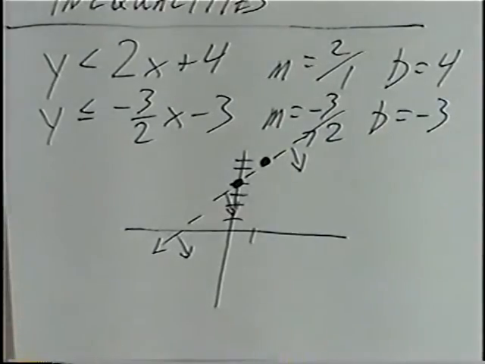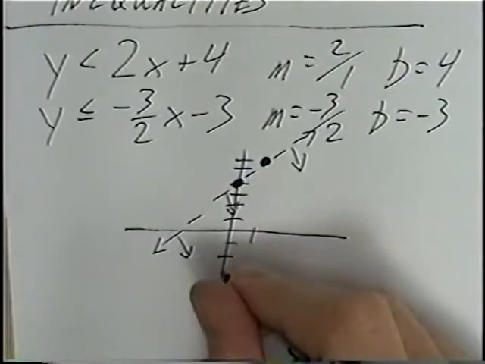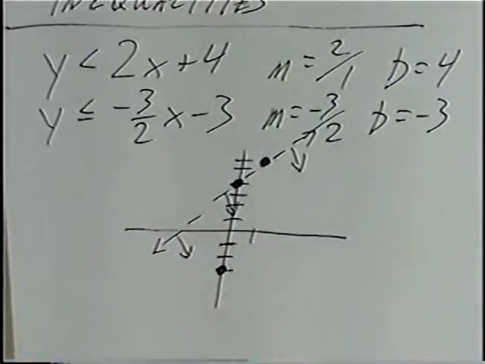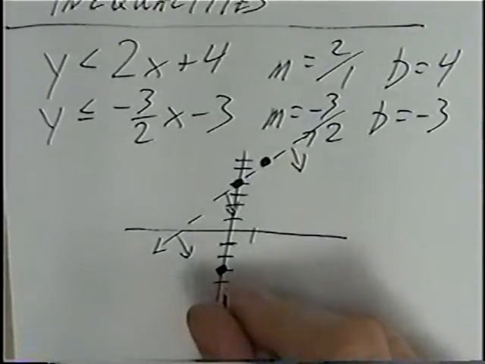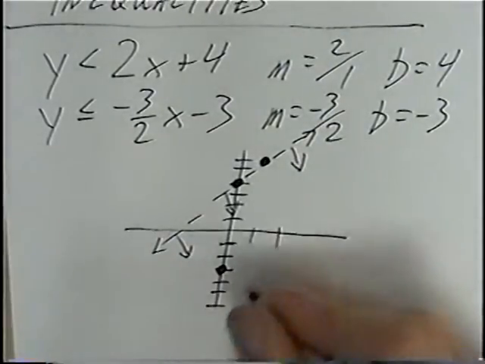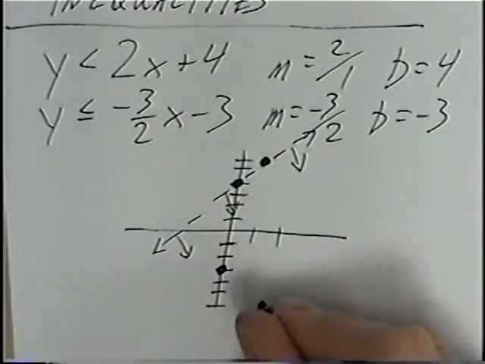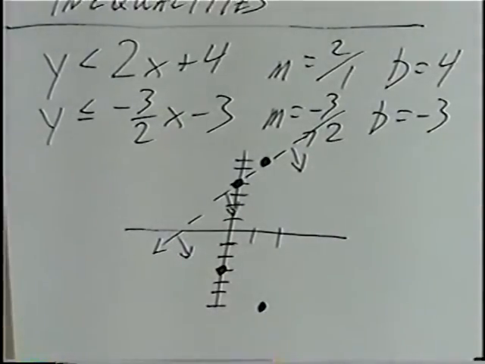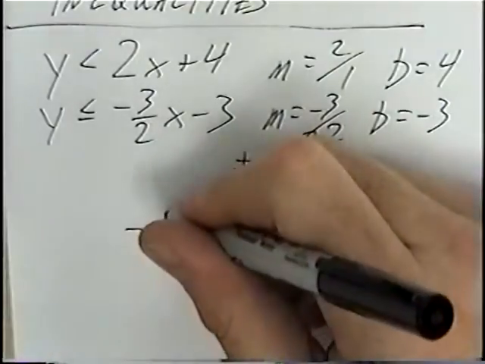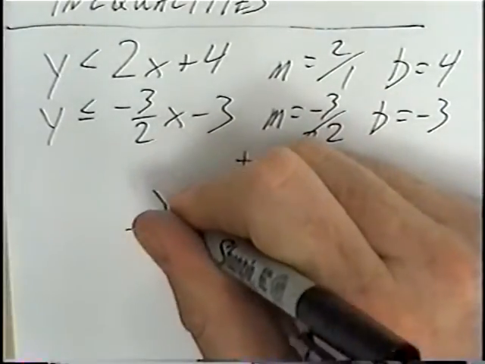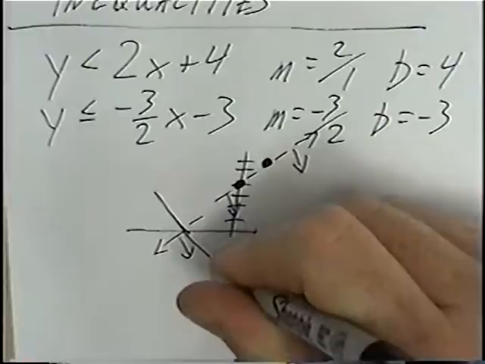Graphing the second inequality, we'll start at negative 3. The slope is negative 3 over 2. So we'll go down 3 spots and to the right 2 spots. This inequality is less than or equal to. Since it's or equal to, we'll have a solid line that connects both points.